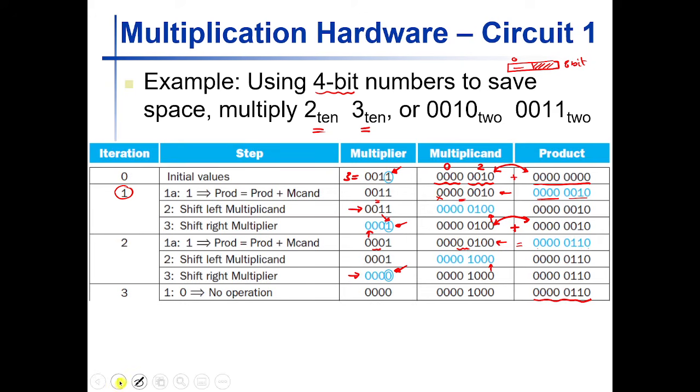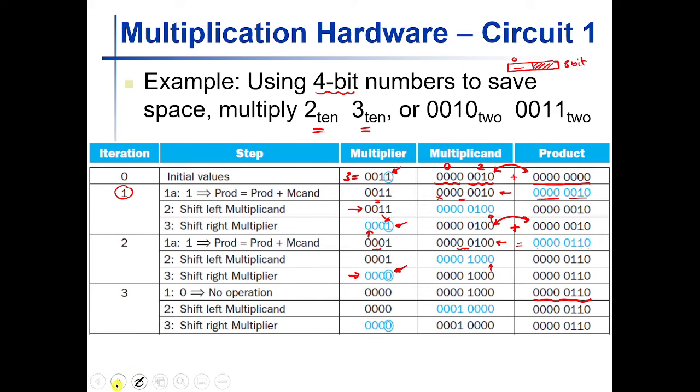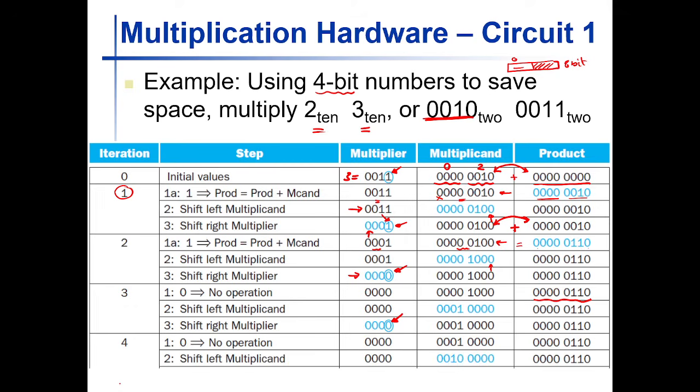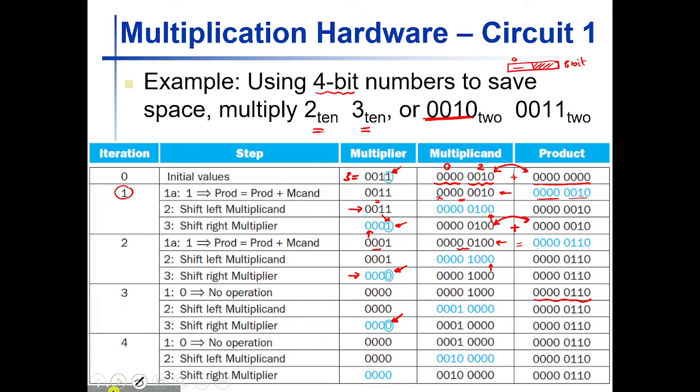Then shift left the multiplicand, shift right the multiplier. Before the fourth step, because we have 4 bits, the number of steps should be 4. It's 0, again no addition. Shift left, shift right. And here is the result. And really 2 multiplied by 3 is equal to 6, and this is 6.